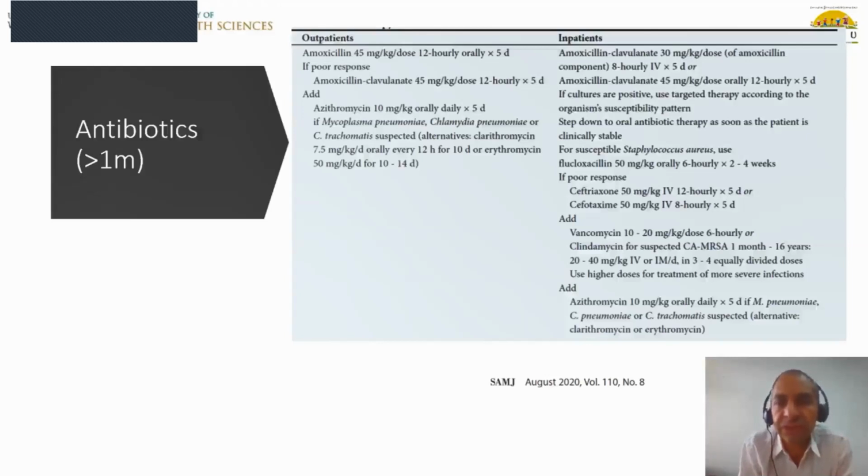Step down as soon as the child is clinically stable. For susceptible Staph aureus, our option would be flucloxacillin as first-line therapy, and that requires a substantially longer duration of therapy. If there's a poor response to initial therapy, then move to a third-generation cephalosporin, and in certain situations, you may want to consider broadening therapy to cover MRSA if that is an important cause of pathology at that particular site or in that particular area.